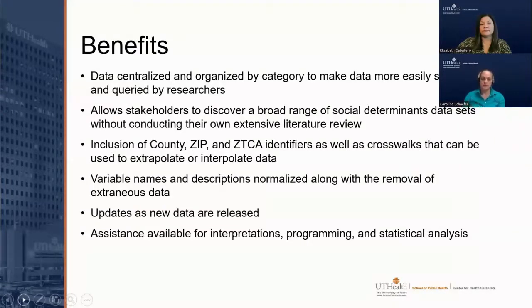This also includes things at the county level, zip code tabulation area, and sometimes even the school district level. We have all of these crosswalks so that people can interpolate or extrapolate the data based on what granularity the data are at. We also normalized variable names and descriptions, because they can get very cumbersome. They're very important to be exact, but we want to make them more user-friendly. And again, we update them as new data are released, so people know they have the most recent versions of data. Next.